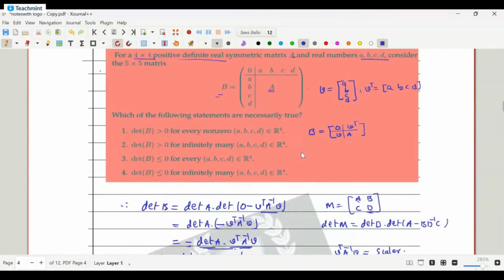Since it says det B is positive, this is not the answer, and this is also positive, so it is not this one either. det B is less than or equal to 0 for every ABCD. This is true, sir. And det B is less than or equal to 0 for infinitely many ABCD, this is also true, sir. Why? Because the third is true, the fourth is always true. If it were finitely many, it may not be true for us.